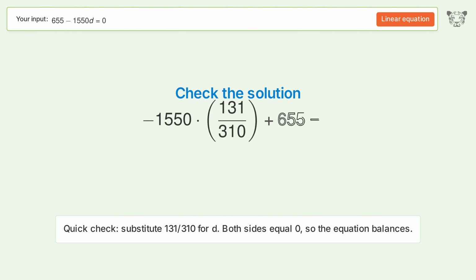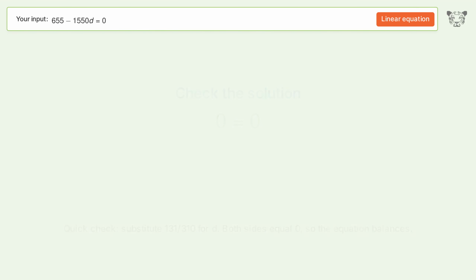Quick check. Substitute 131 over 310 for d. Both sides equal 0, so the equation balances. So, d equals 131 over 310.